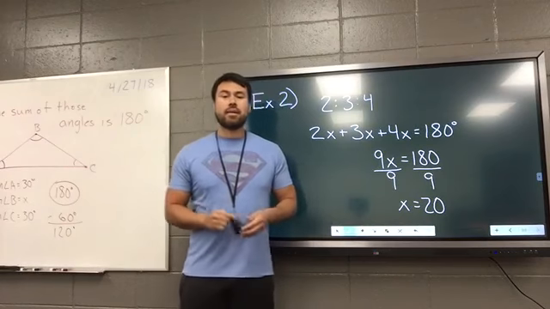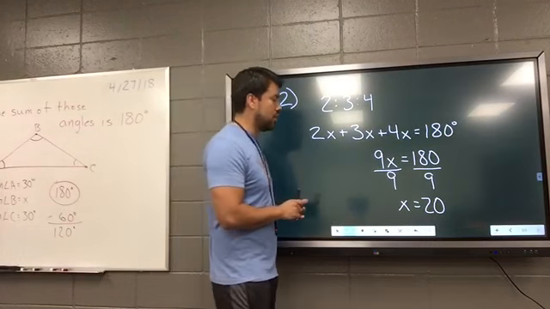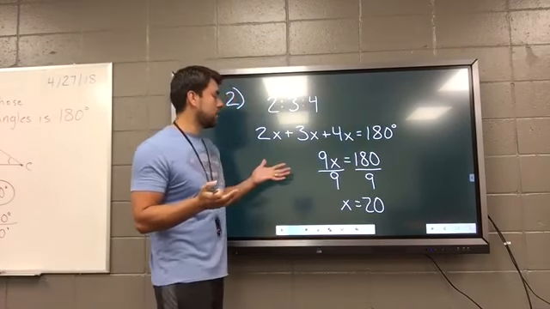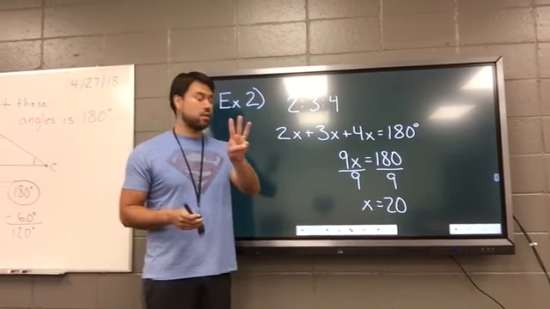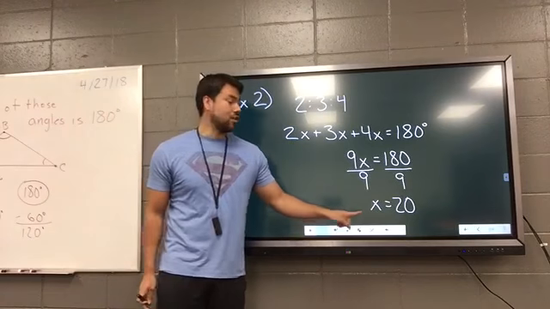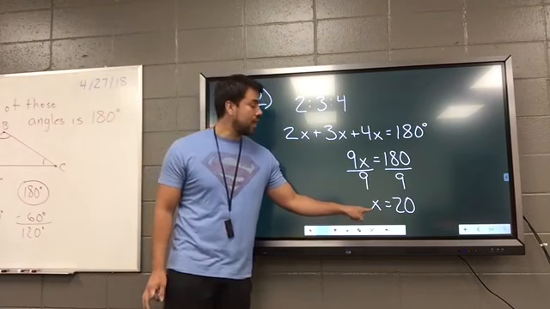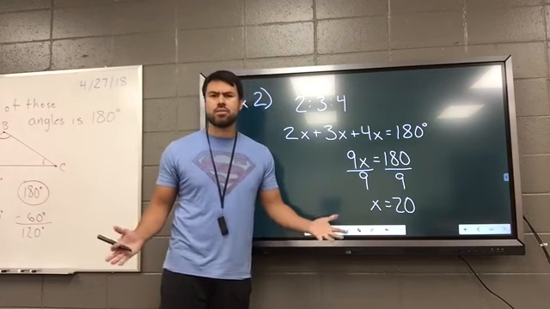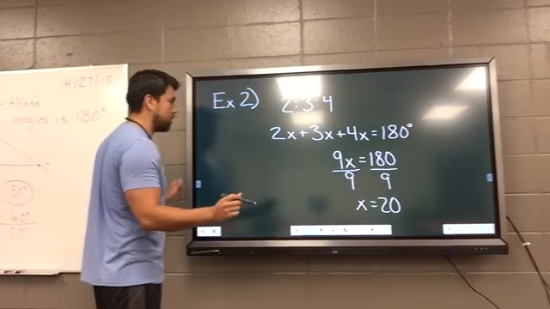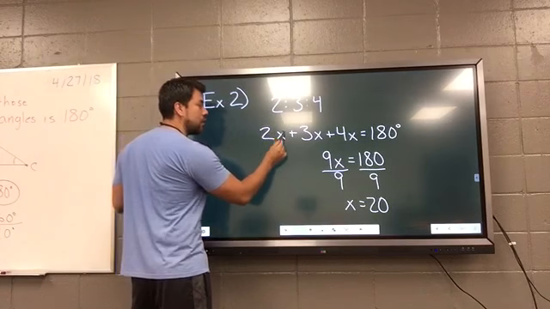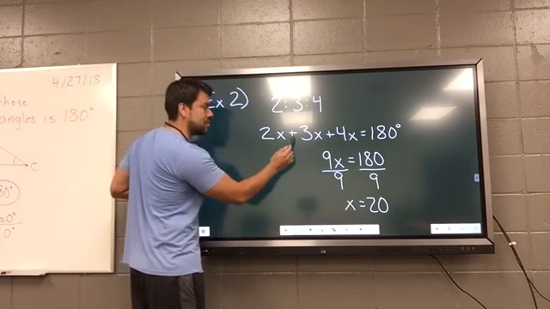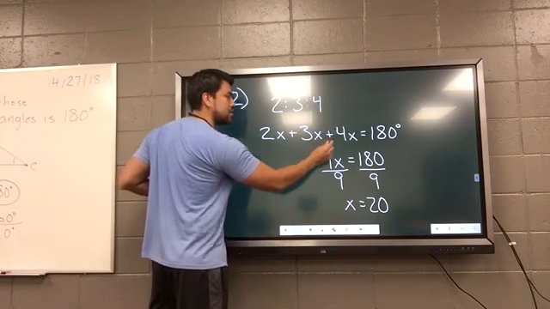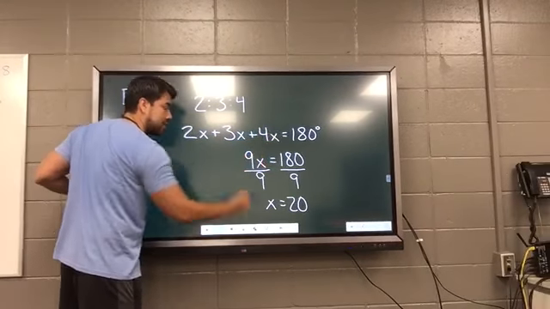That's actually not my answer. My question was, what are the 3 angles? But I want to tell you right now, you don't have one of them yet. You only have x equals 20. You're like, what do you mean, Mr. A? Well, here's what we have. The first angle is 2x. The second angle is 3x. The third angle is 4x.